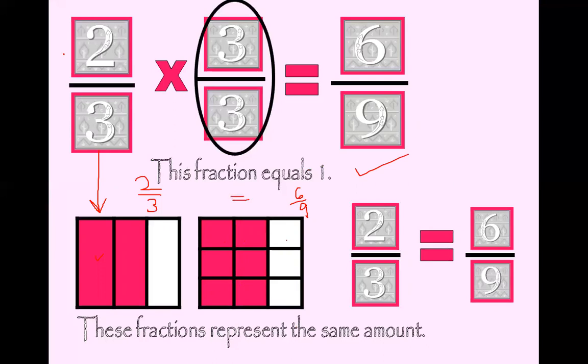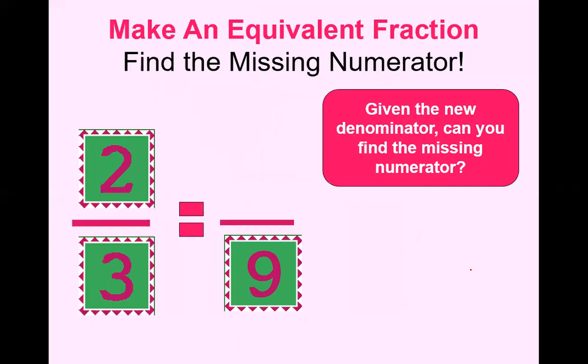Let's see how. By what number do you have to multiply to get 6? You will multiply by 3 to get 6. And the same number you have to multiply with the bottom number, that is 3. So 3 multiplied by 3 will give you 9. So 2 by 3, we can say, is equal to 6 by 9.